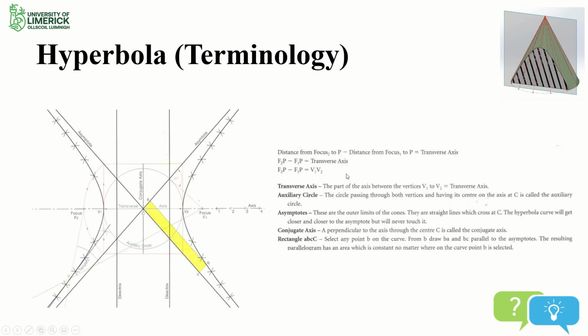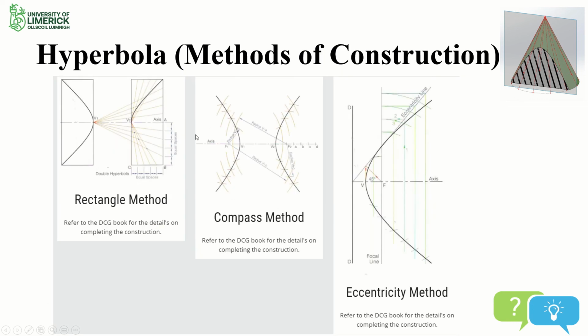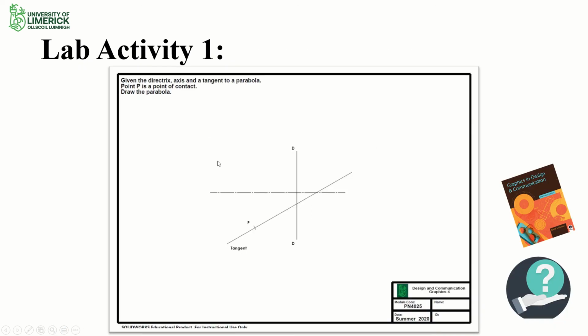Again, we have our key bits of terminology, which you should take note of. A lot of the key bits of terminology not mentioned here were previously mentioned in the other 2 constructions, and you'll note that things like the focus and vertices are still present here. Again, we have 3 different methods. You'll notice that 2 of them again are similar, our eccentricity method and our rectangular method. And after that, you have your 2 activities for this week's lab.